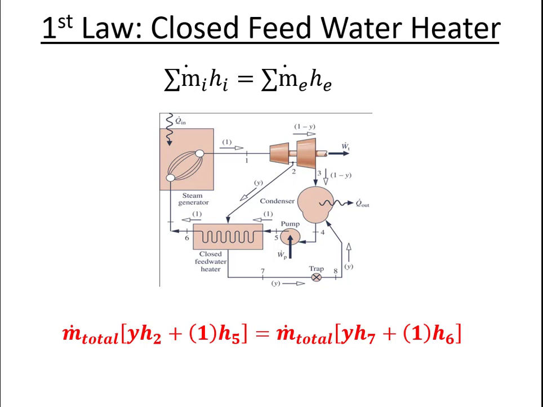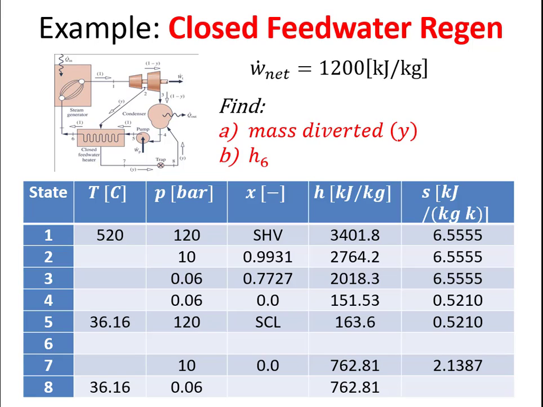So I can get this expression if I look at all the m dot ins. So that's the total m dot in times state 5, and the diverted mass flow rate at state 2. Those are the states coming into my closed feedwater heater. The states going out of my feedwater heater are all the mass flow rate going out at state 6, and the diverted portion of the mass flow rate going out at state 7. So if I do that, then I can get an expression for Y.